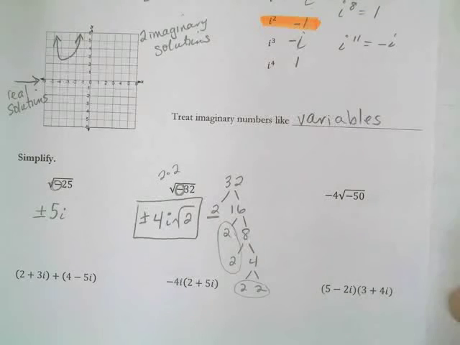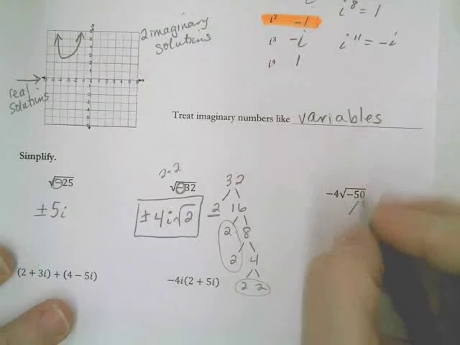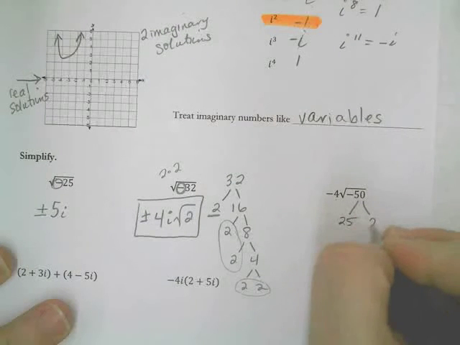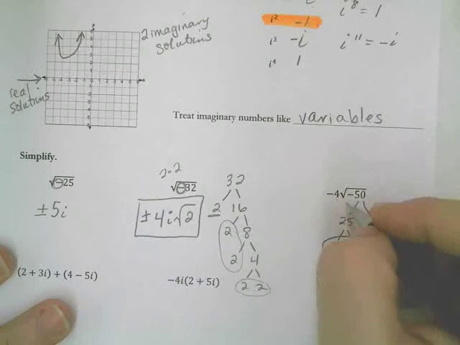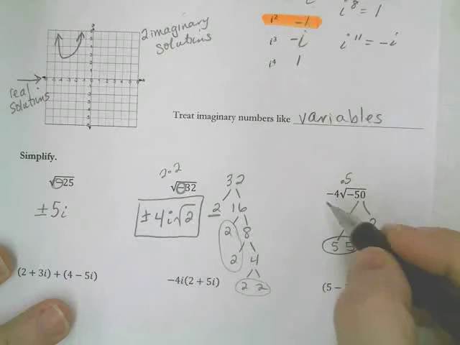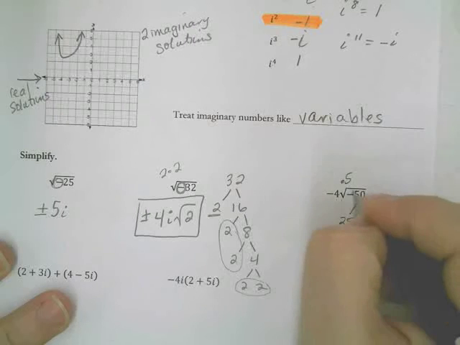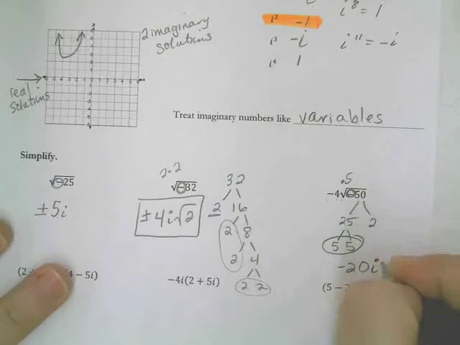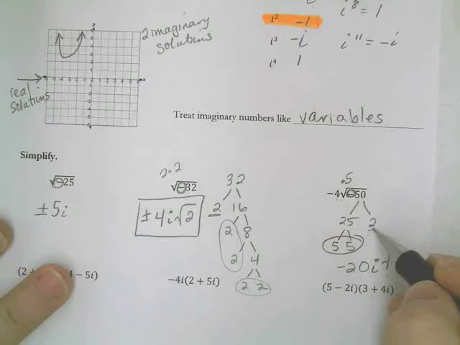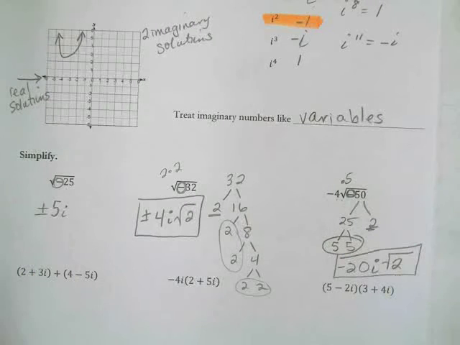Okay, so you don't break down the -4, you just break down the 50, which is 25 and 2, which is 5 and 5. So I have a pair of 5's, so I can bring this 5 out front. -4 times 5 is -20, but I had a negative, and whenever you take the square root of a negative, it becomes i square root of 2, because I had a leftover 2. Usually we've been writing plus or minus, but because this has a negative sign, we're just going to keep it as a negative.